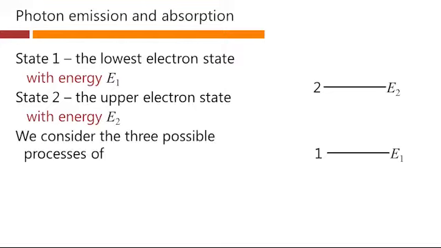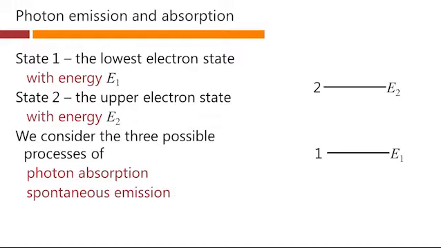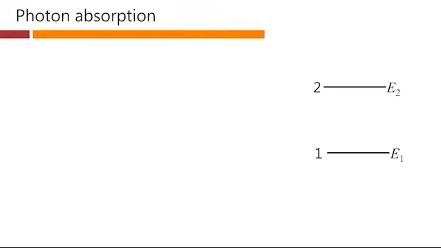We're going to look over the next couple of units at three possible processes here. The first will be photon absorption, and that's what we'll look at in this unit. We'll come back in subsequent units to look at spontaneous emission, which is a process in light bulbs and the sun that dominates, and stimulated emission, which is the process that we see in lasers. So let's start with photon absorption.